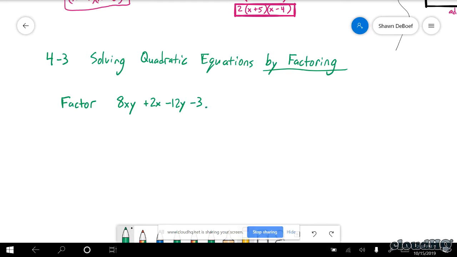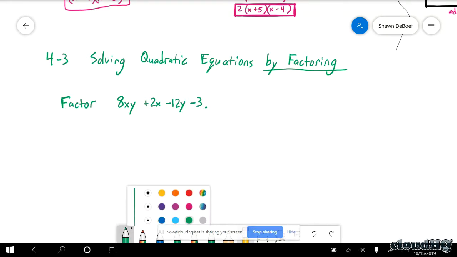Okay, we're going to factor this: 8xy plus 2x minus 12y minus 3. I assume that this might be the first time you have ever been asked to factor something that has 4 terms. Perhaps there's some exceptions to that. Maybe you've seen something else before. But I think in most cases, you probably haven't been asked to factor something with 4 terms.